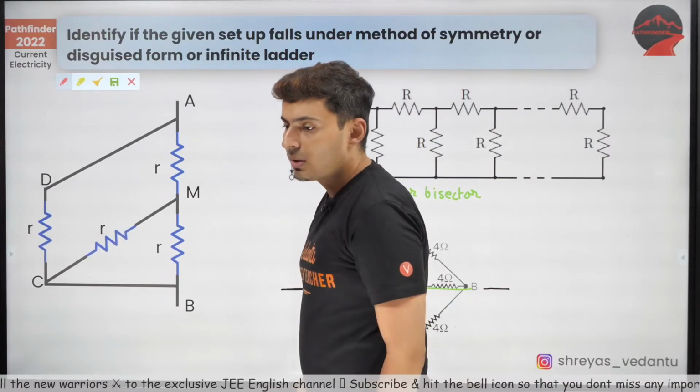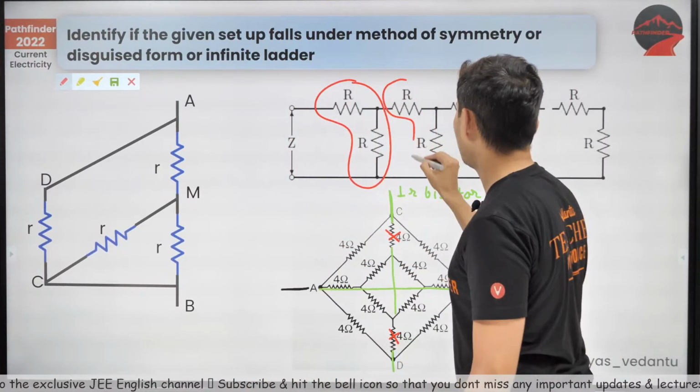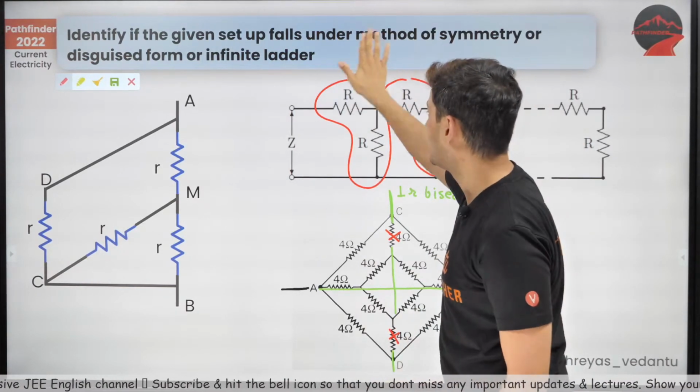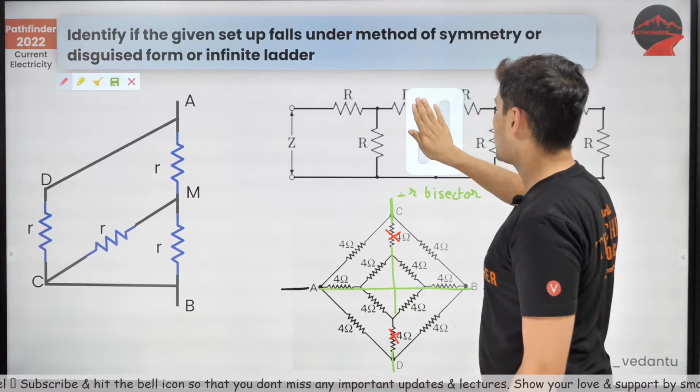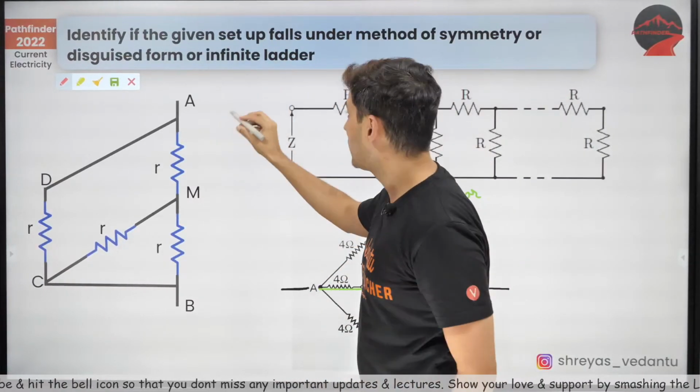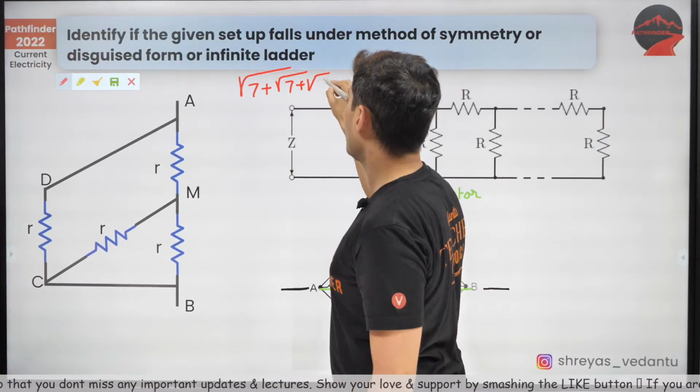Why ignoring the first pattern? No, there was no pattern over here. This was the repeating pattern. I'm just thinking of it this way, guys. I'm pretty sure for the last problem I'm talking about, you would have solved these kinds of problems. Root of 7 plus root of 7 plus root of 7.